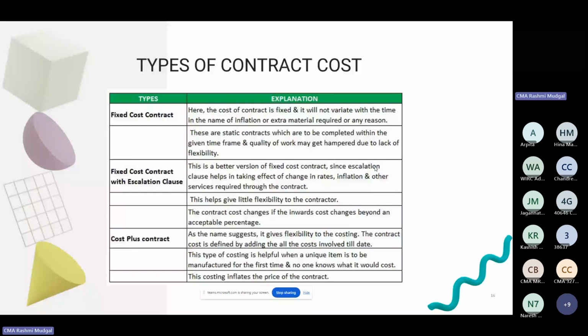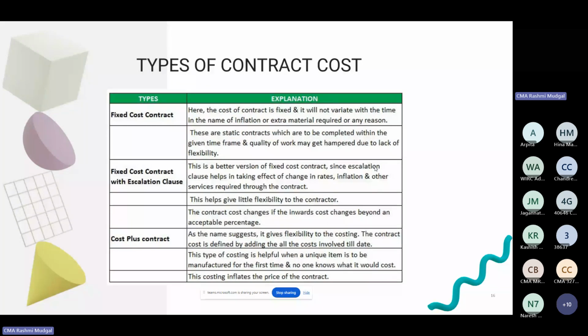In these static contracts, which are to be completed within the time frame, quality may get hampered because of lack of flexibility. For example, if you want me to make a building and the cost of material has increased by 100%, I will definitely cut something from the quality of the building, because you are not going to give me the extra amount.